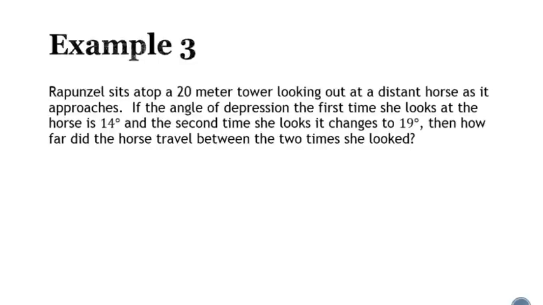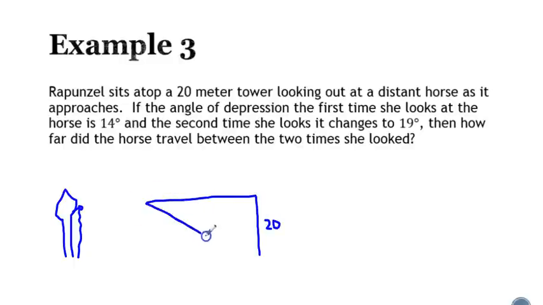This next example is a slight complication on the last ones we looked at. So we have a tower, and in this tower we have a person looking down in the distance. And this person happens to have very long hair. So I'm going to set up one triangle for the first time she looks out at the horse, which means we're going to have a vertical distance. She's in a 20-meter tall tower, and she's looking out at the horse running in.